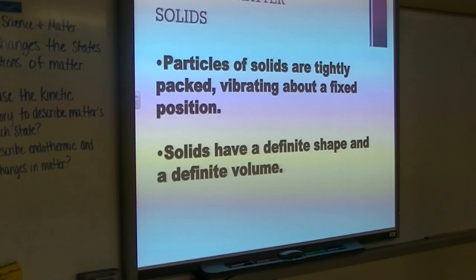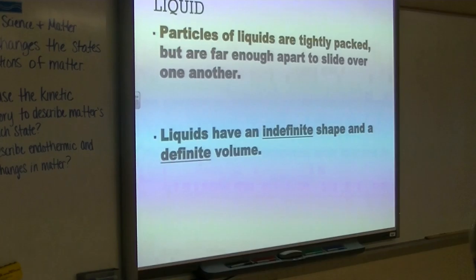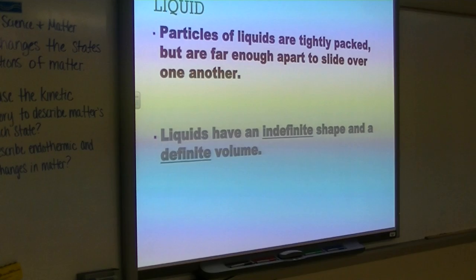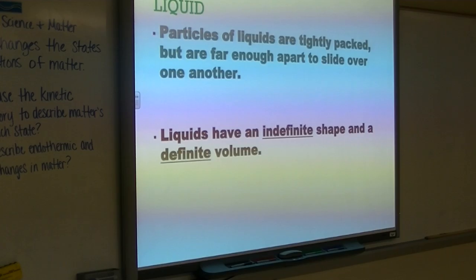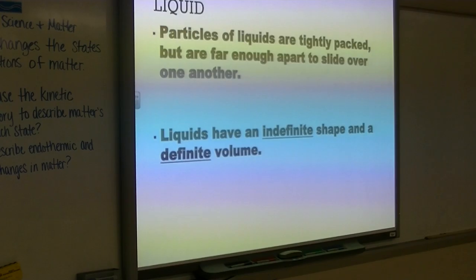Liquids still have particles that are very tightly packed together, but there's enough space that they're able to move around each other, kind of slide over one another. So the particles are still tightly packed. Remember, you can walk through a swimming pool, you can walk through water, so there's just enough space for that.